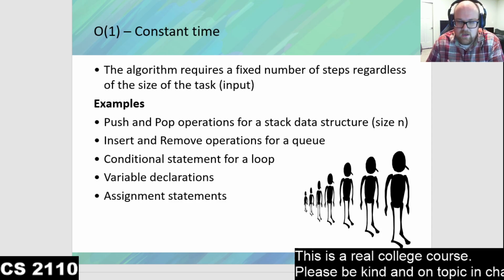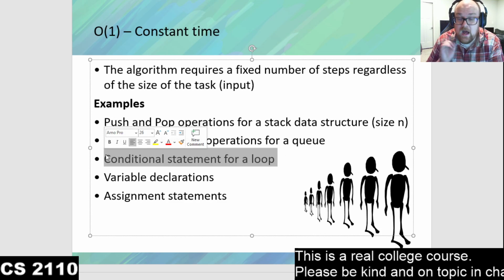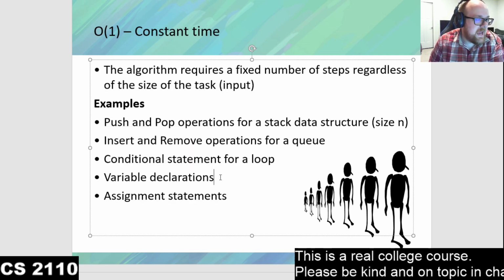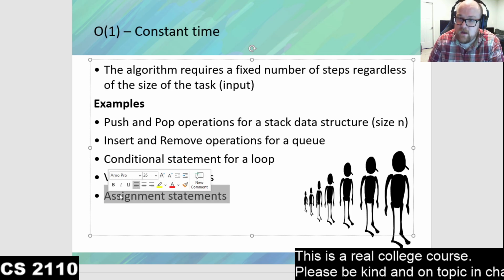Insert and remove from a queue are also constant time. Conditional statement for a loop: what this means is whether or not we enter the loop, not the loop itself. That is a constant time operation, typically. Creating a variable or assigning a variable are constant time. It doesn't matter if you're assigning x to 5 or 5 million. It takes the same amount of time to copy all of the bytes.